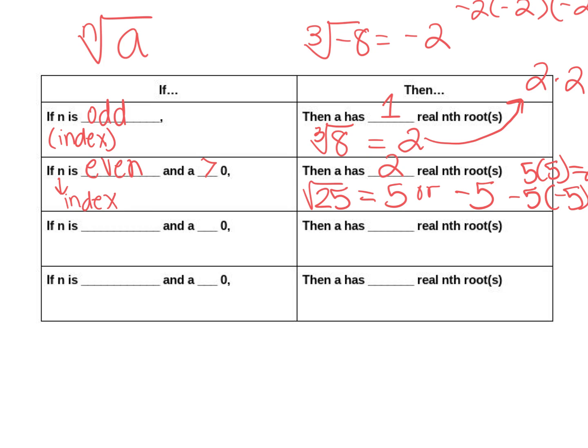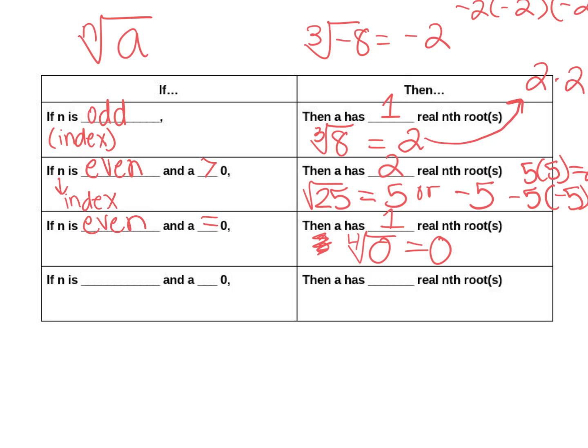If n is still even, but the number under the radical is 0, then a has one real root, and it's going to be 0. Because it doesn't matter what... Oh wait, we have an even one. So if we take the fourth root of 0, you're always going to get 0.